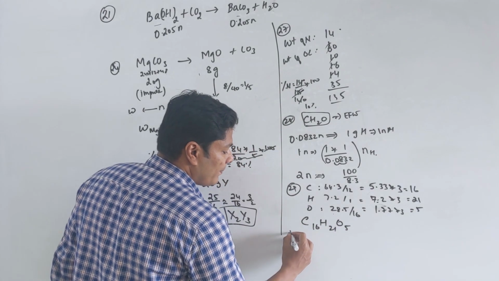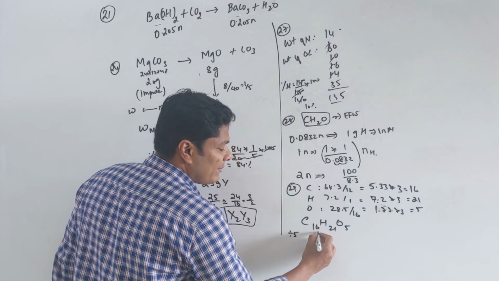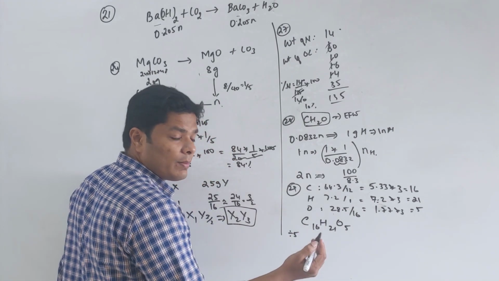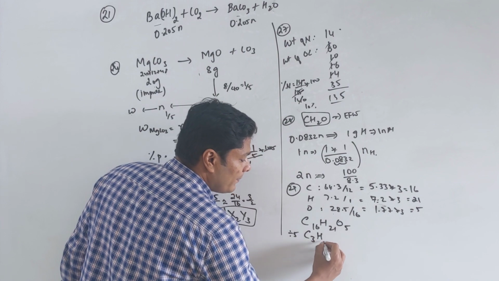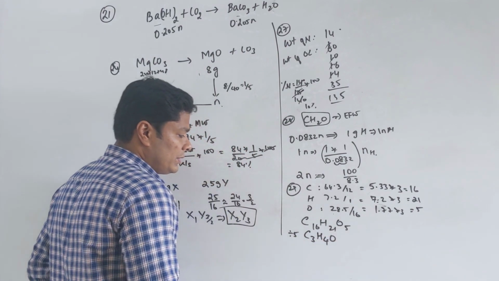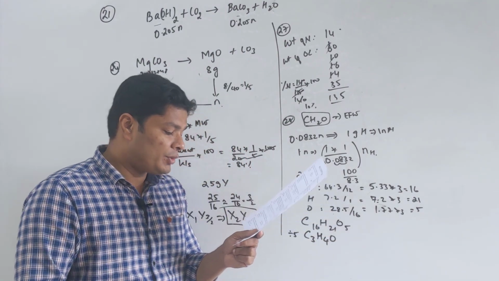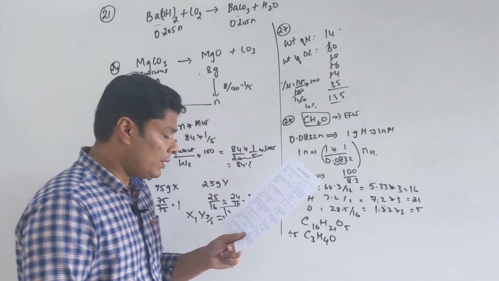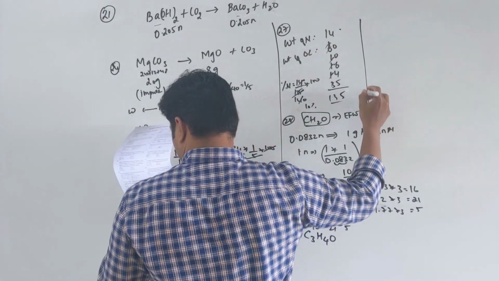Divide all of them by 5. So 16 by 5 is roughly 15 by 5, 3. C3, this one is 4, O, C3H4O, Charlie. Alright, last one, 30.